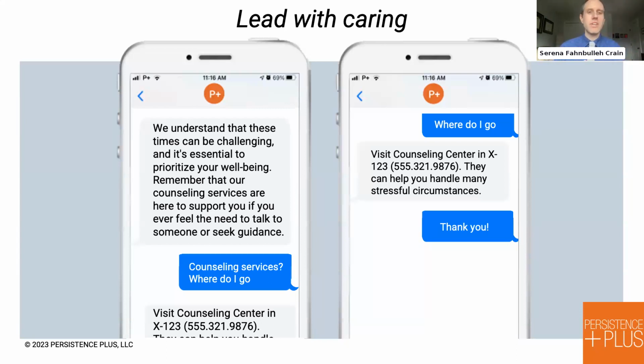And this is actually a message we sent out this week, just trying to provide some caring and support for students who were shaken by the events going on in Gaza over the weekend and continuing to go on now. And so this is a message we sent, and many students actually wrote back to this. This is just one example of someone who's like, counseling, yes, where do I go? And we're able to share the counseling center information, and they said thank you.